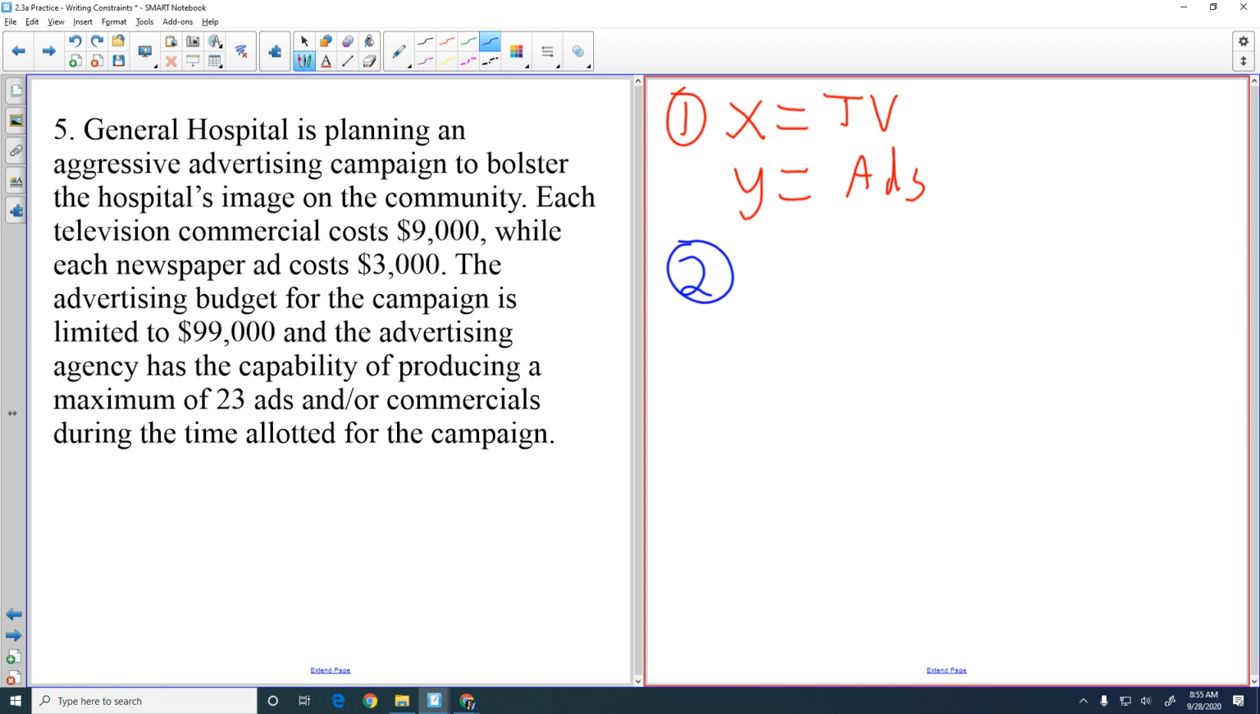So each TV commercial costs $9,000, each newspaper ad costs $3,000, and the total budget they have is $99,000. So we've got to stay under that $99,000 budget. So we can say that it's $9,000 for every TV commercial, so we'd write that as 9,000x. I'm going to add the cost of each newspaper ad. Each newspaper ad costs $3,000, so we'd write that as 3,000y. $3,000 for every single newspaper ad, for every Y.